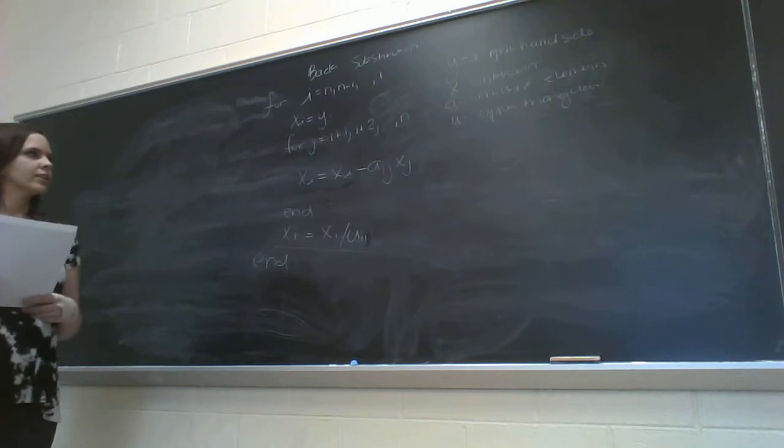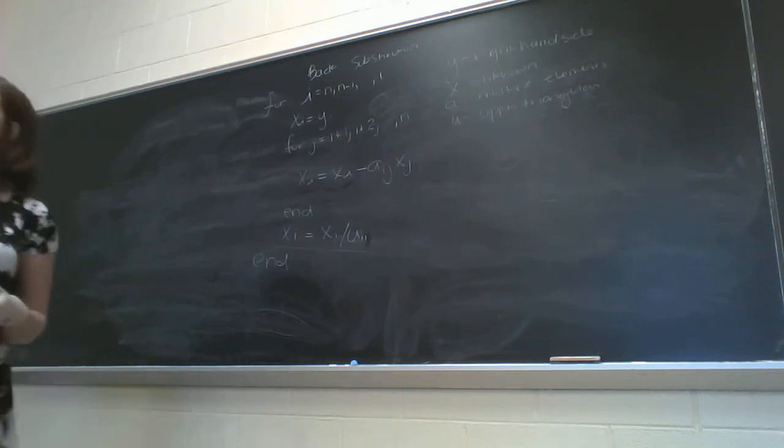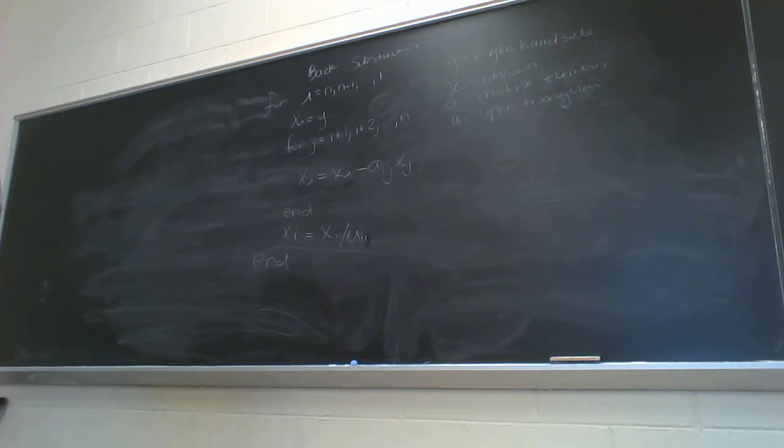And this is the algorithm that we'll use after we get our matrix into diagonal form. So when we get our matrix into diagonal form, we'll use Gaussian elimination to do that. All right, so are there any questions about that so far, about back substitution?